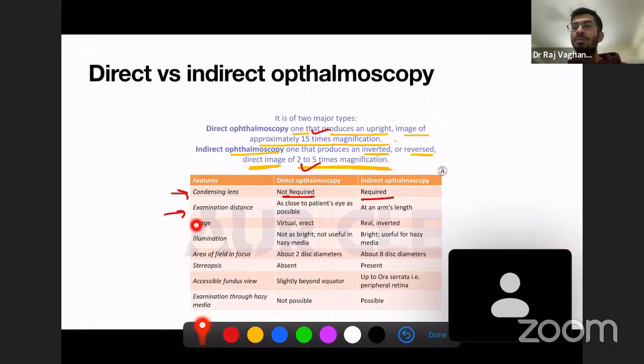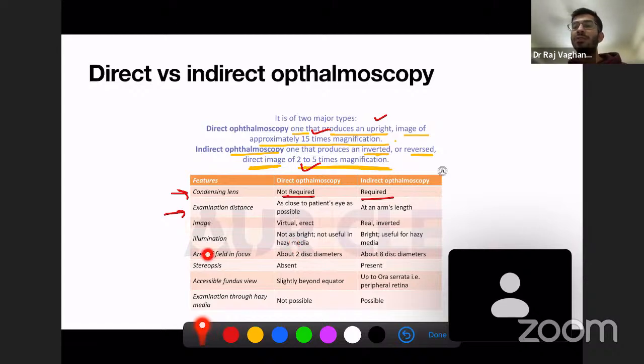The image formed is virtual and erect in direct ophthalmoscopy. We saw here an upright image, which is a direct and erect image in the case of direct. In indirect, we have a real and inverted image. Illumination is not as bright in direct and not useful in hazy media. In indirect, it is bright and useful for hazy media. For example, if you have any corneal haziness, then you should use indirect ophthalmoscopy. Direct ophthalmoscopy has no use in hazy media.